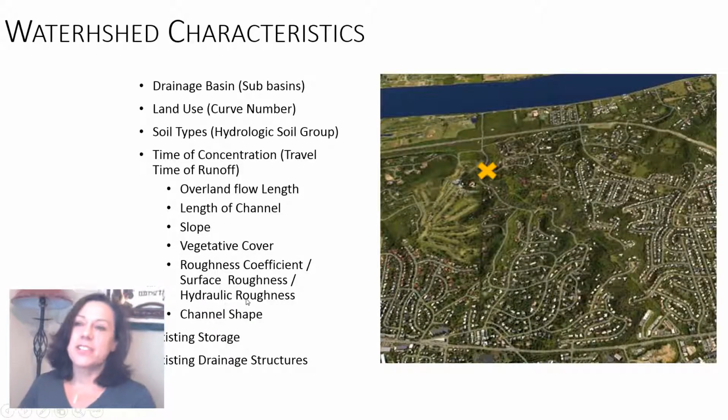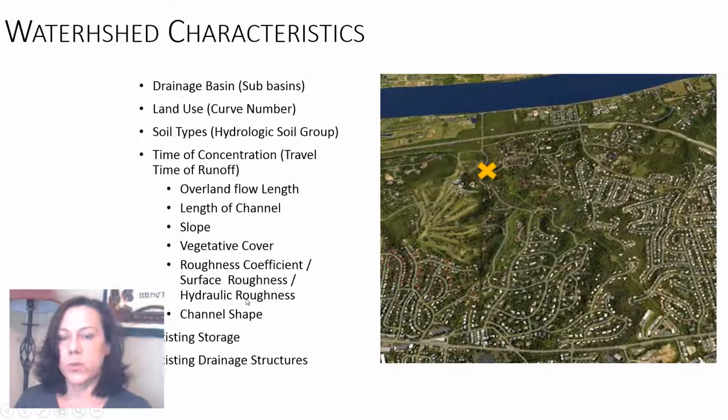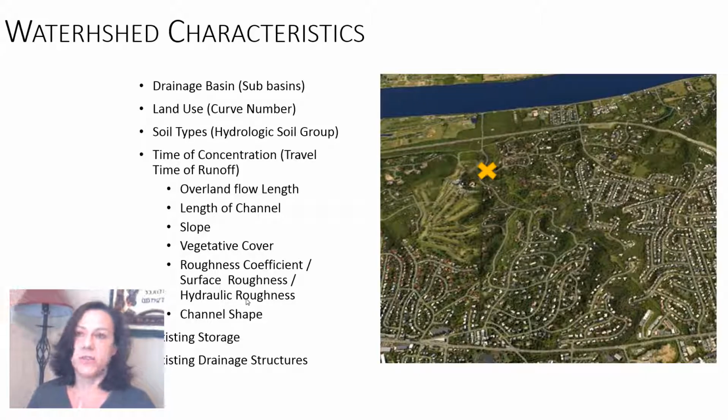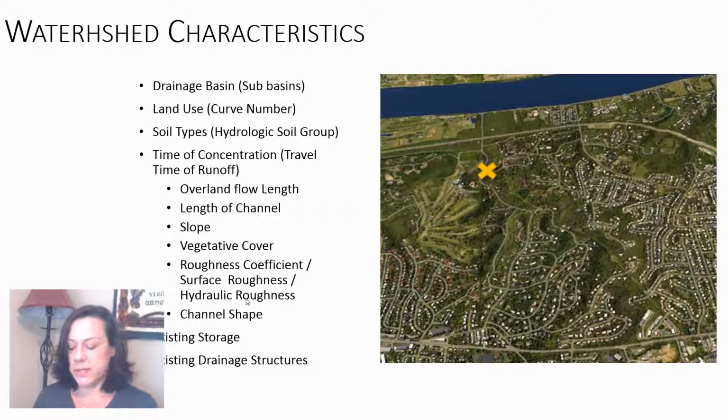Okay, all right. So when we're talking about watershed characteristics, we already talked about the area itself. So that's one of the main characteristics. How big is the watershed? The land use. Is it commercial, residential? Is it a park? What is the land made of? What is it used for?